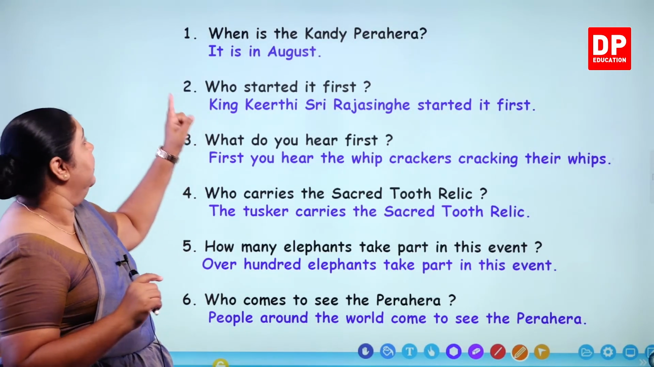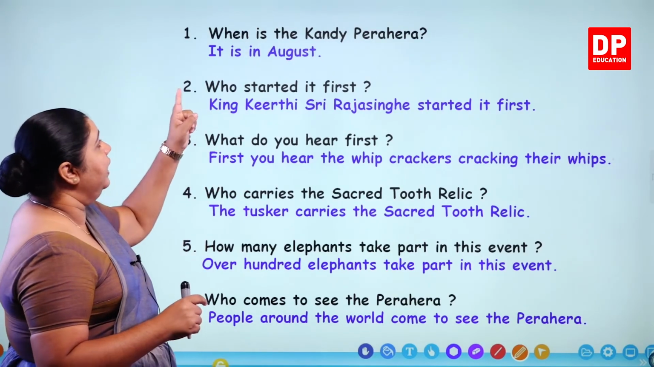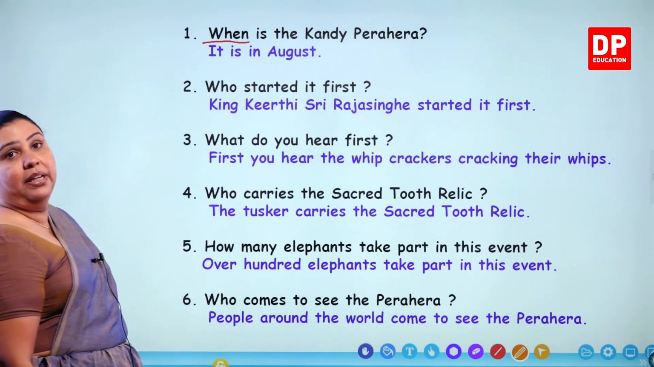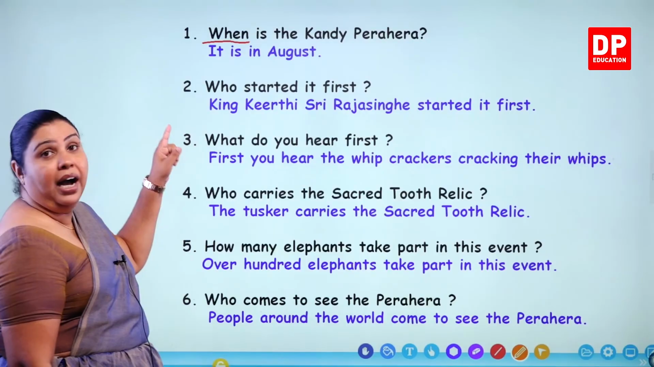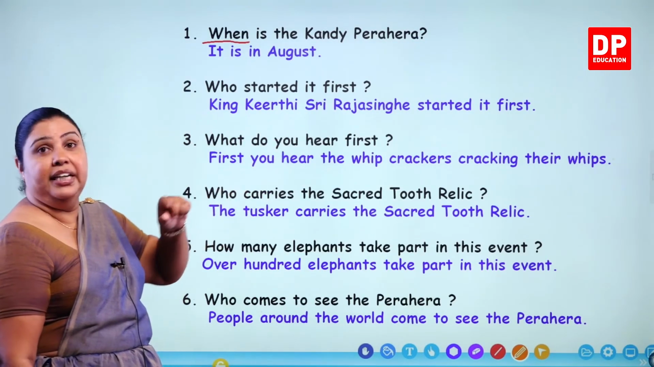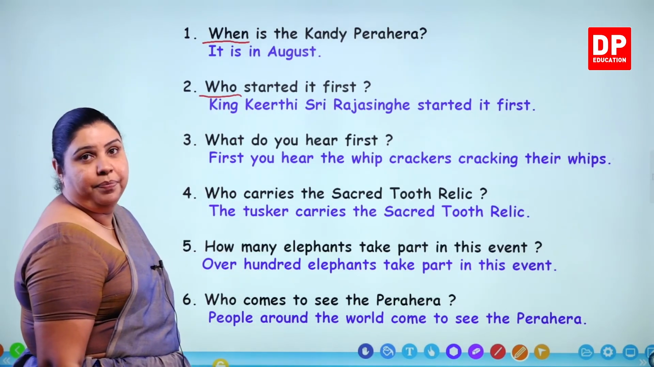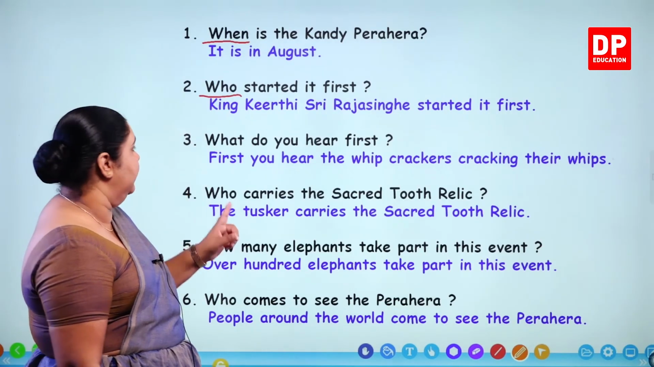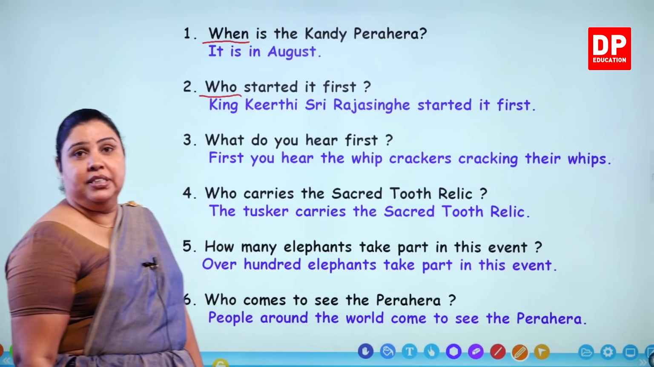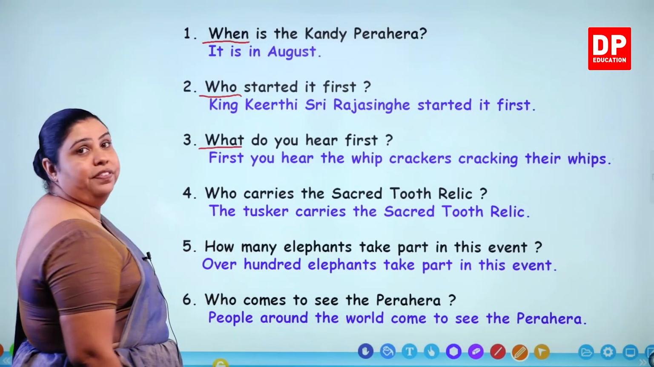Look at the first one. The answer is, it is in August. And what is the question? When is the Kandy Perahera? Can you see the question word here? When is the Kandy Perahera? Number 2. The answer is King Kirti Sri Rajasingha started it first. What is the question? Who started it first? Number 3. The answer is first you hear the whip crackers cracking their whips. That is the answer. What is the question? What do you hear first?